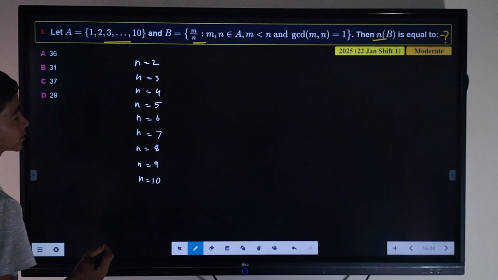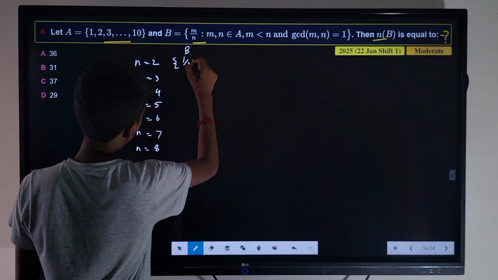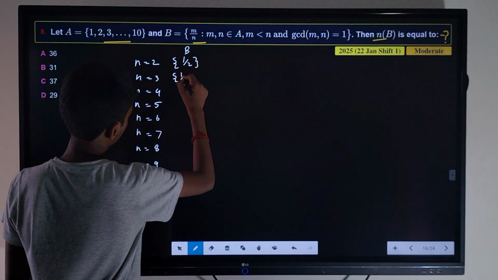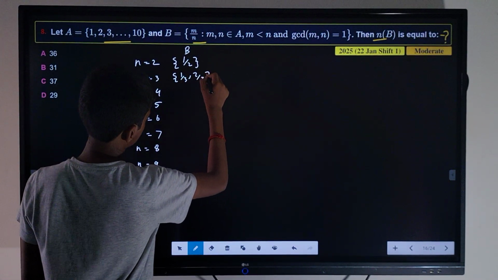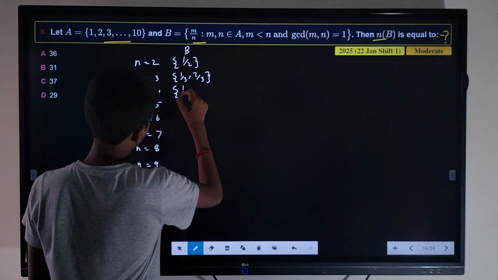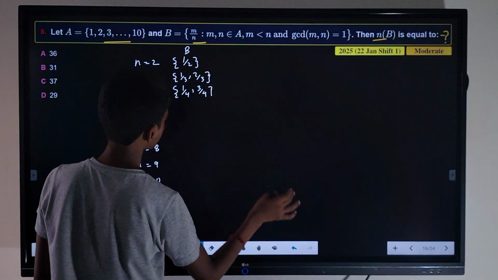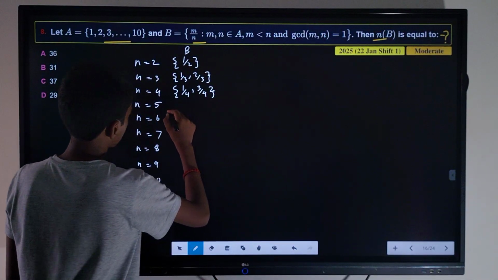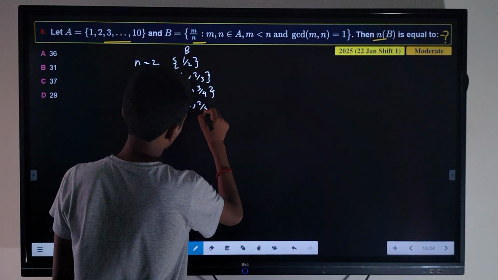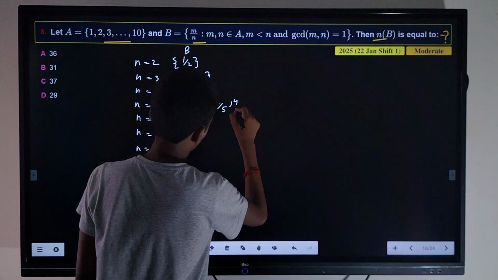So if our n is equal to 2, then our set B would be 1 comma 2. If our n is equal to 3, set B would be 1 upon 3, 2 upon 3. If n is equal to 4, set would be 1 upon 4 comma 3 upon 4. When n is equal to 5, we will get 1 upon 5, 2 upon 5, 3 upon 5, 4 upon 5.